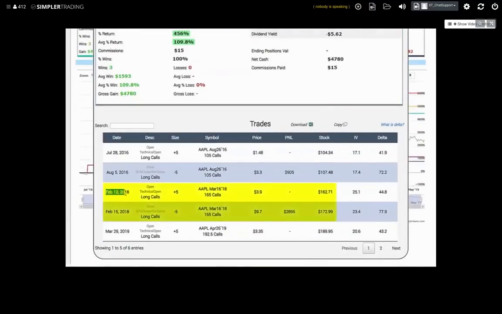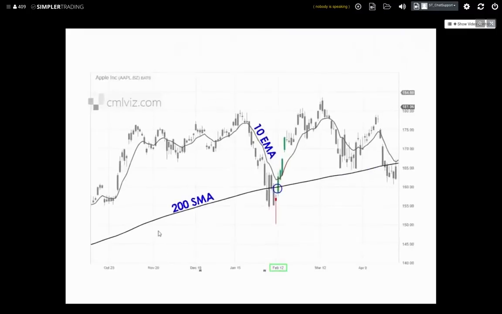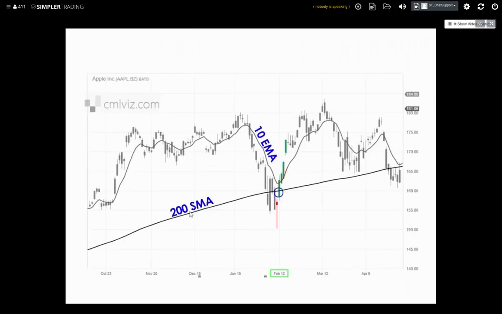On February 12th, 2018, this triggered and it closed on February 15th. The stock went from $162 to $172, and the calls went from $390 to $970 in 3 days. That's 150%. Now, let's look at that in a stock chart. And here it is. This black line at the bottom is the 200-day moving average. This more volatile line is the 10-day moving average.